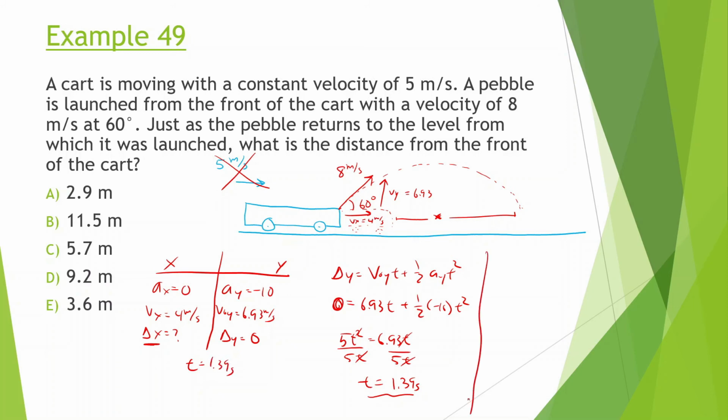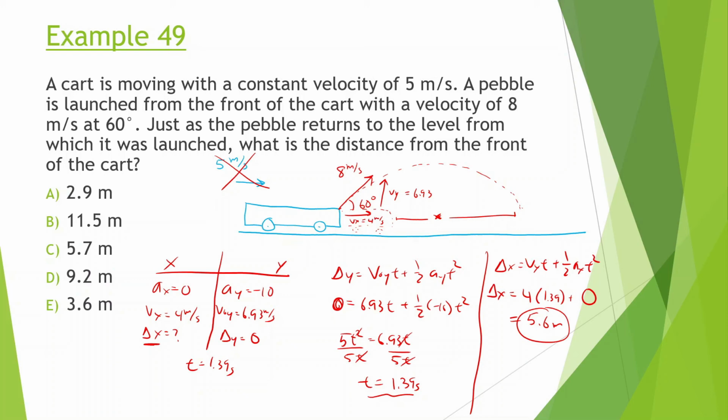And now I can find the displacement of the x. So displacement of the x equals vxt plus 1/2 ax t squared. Displacement of x is equal to 4, t is 1.39. Acceleration of x is 0, so we don't have to worry about that. Times 4, and we get 5.5 ish meters, or like 5.6 ish meters. Okay. And that's actually our answer.